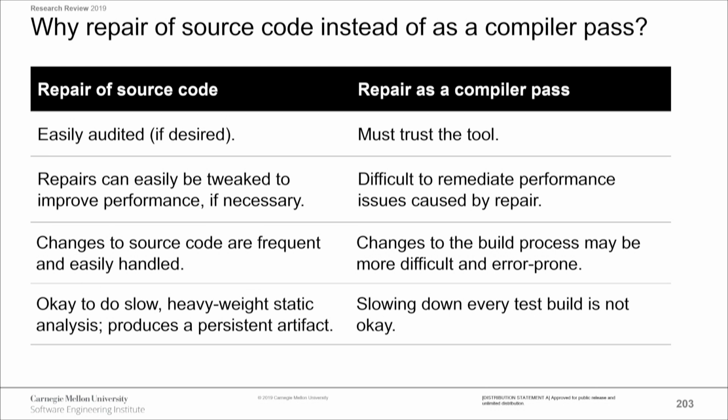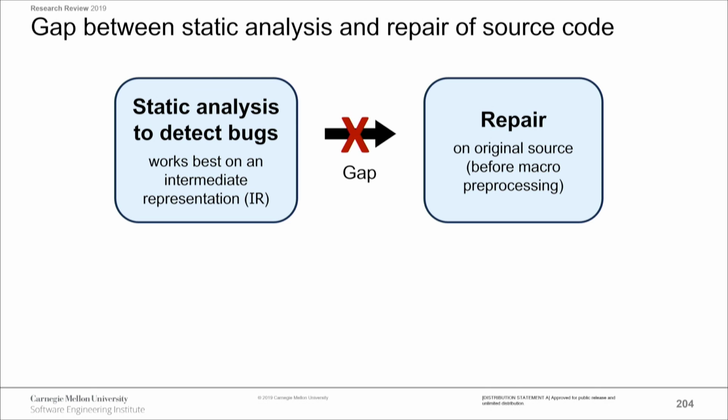Fourth, it's okay if we do slow heavyweight static analysis for source code repair, because with source code repair, we produce a persistent artifact, so we do not need to regenerate that every time we recompile the program. So there is a gap between static analysis to detect bugs, which works best on an intermediate representation, and repair on the original source code. The difficulty is that we must map the changes that we make at the IR level back to the original unpreprocessed source code.